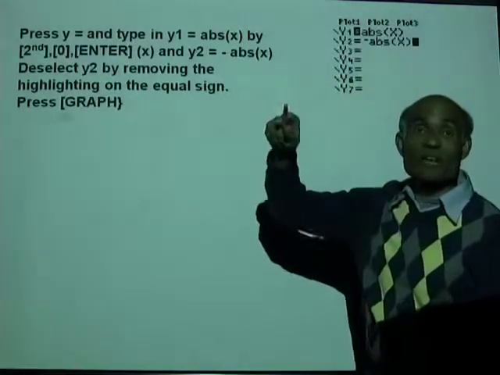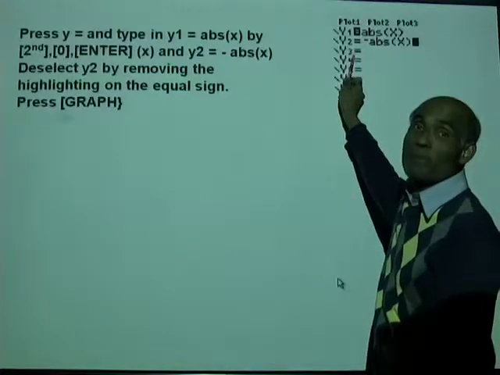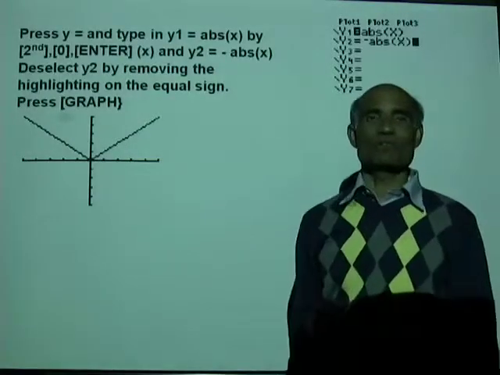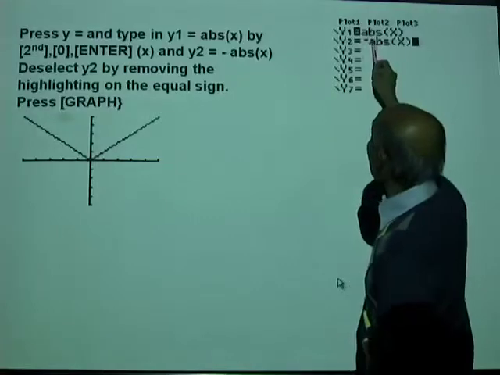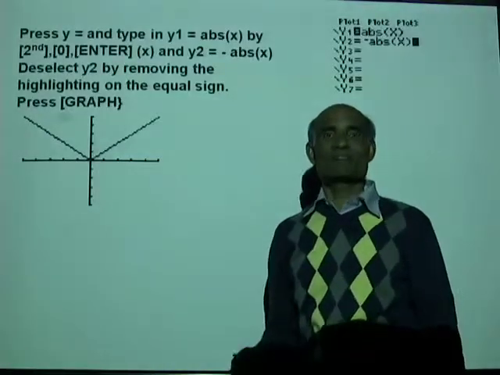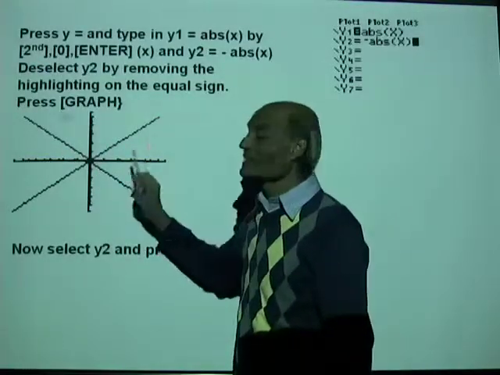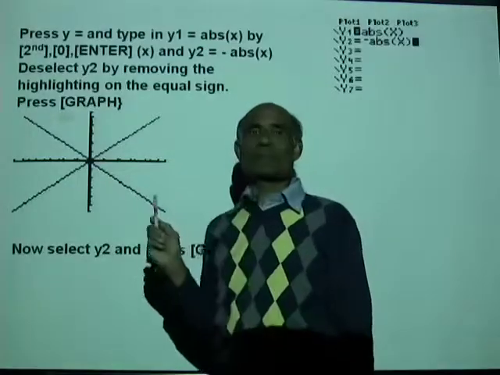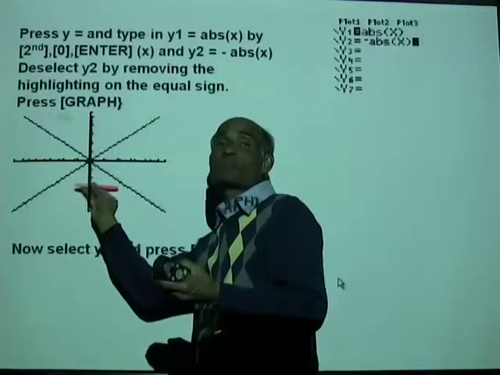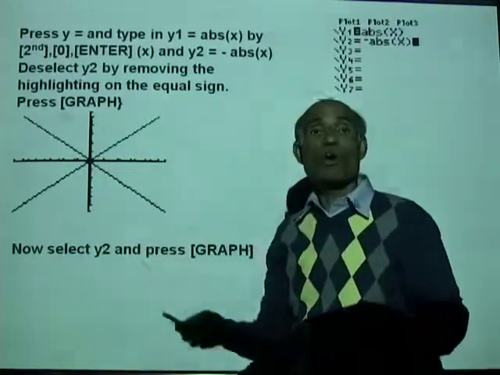And as we did last time, deselect y2. You can see y2 is not selected now. I have deselected it. And press graph. You find the graph of f of x equal to absolute value of x. And now go back to the calculator and select y2 so that y1 and y2 both will be graphed, and you will see that graph. You see y equal to absolute value of x, y equal to negative absolute value of x. What can you say here? The graph of y equal to negative absolute value of x is the reflection of the graph of y equal to absolute value of x on the x-axis.